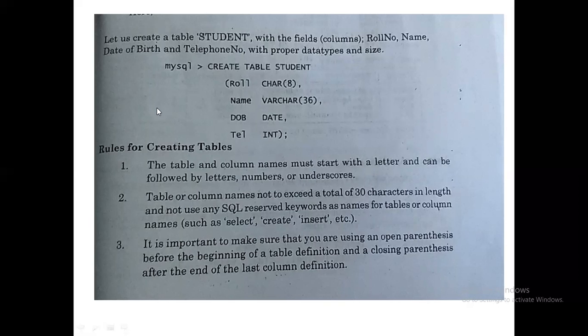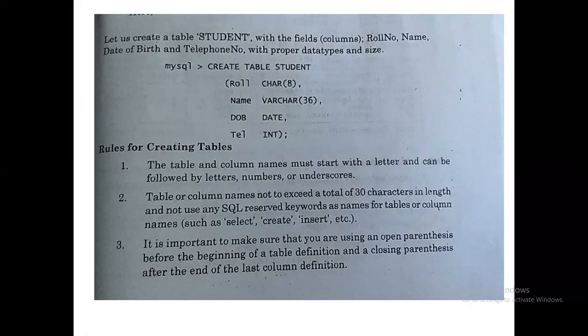So the rules for creating tables are: the table and column name must start with a letter and can be followed by letters, numbers, and underscores. A table or column name must not exceed a total of 30 characters in length, and you must not use any SQL reserved keyword as names for the table or column, such as select, create, and insert.